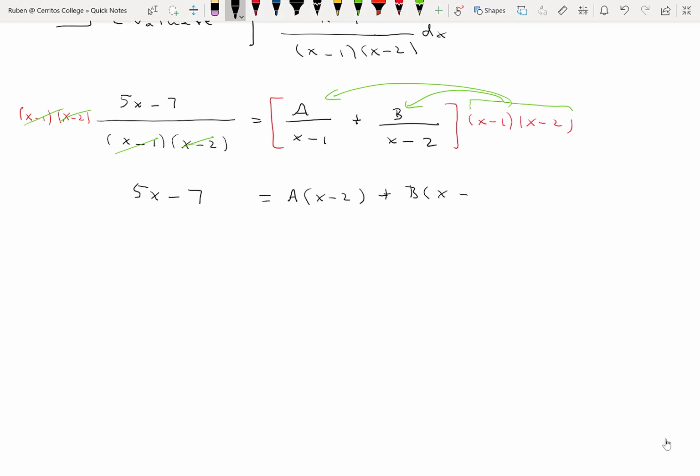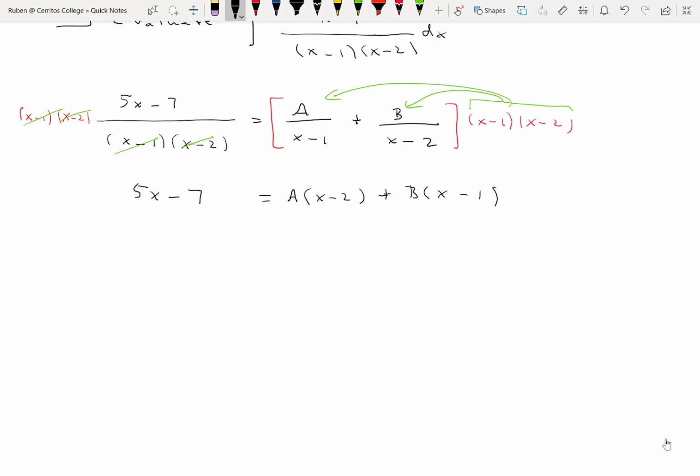x minus 1. If we were to proceed now with the way that I showed you in the earlier example, we would multiply everything out on the right-hand side, then gather the powers of x together and form a system of equations. I'm not going to do that this time. What I'm going to do is let x equal a constant. This is supposed to hold true for all values of x. I'm going to let x equal a constant that will allow me to solve for one of the two variables, a and b.